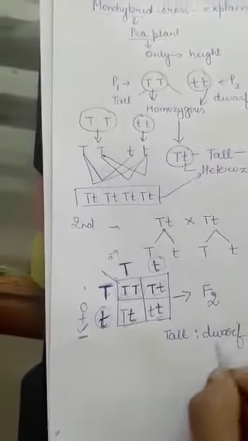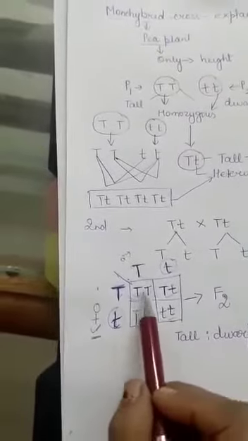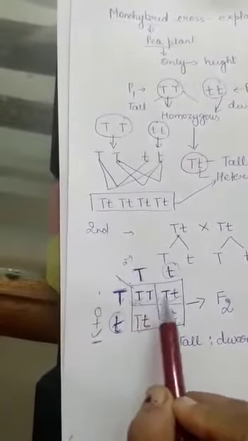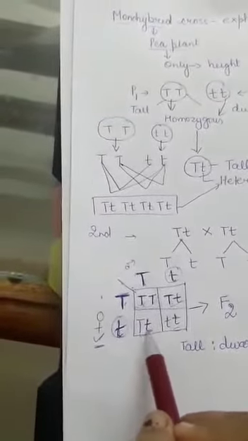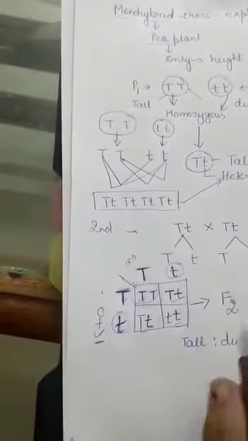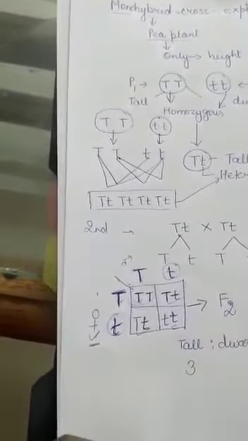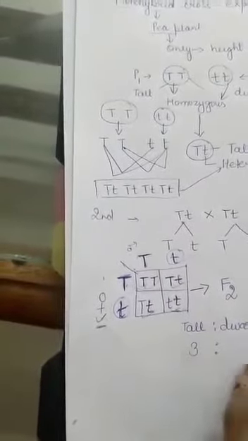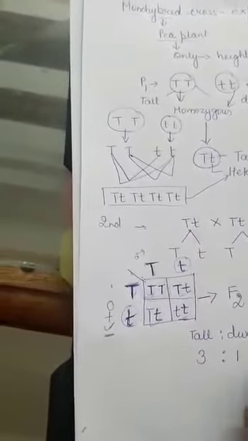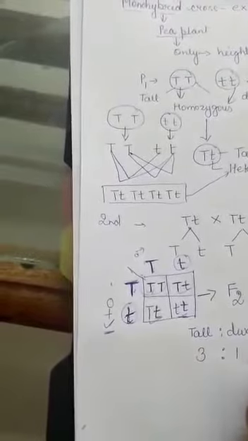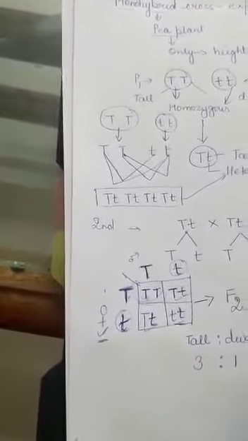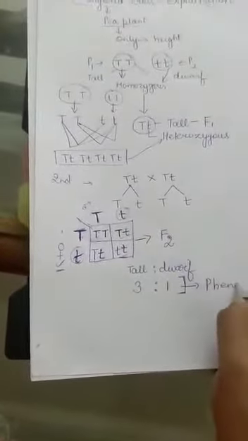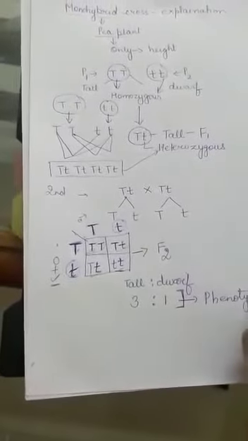And what is the ratio of tall to dwarf? Let's count. This one will be tall, 1. This one will be tall, 2. This one will also be tall, 3. So tall plants produced were 3 in number, is to the ratio of dwarf. Only one dwarf is produced. So this ratio which is obtained is called as phenotypic ratio.